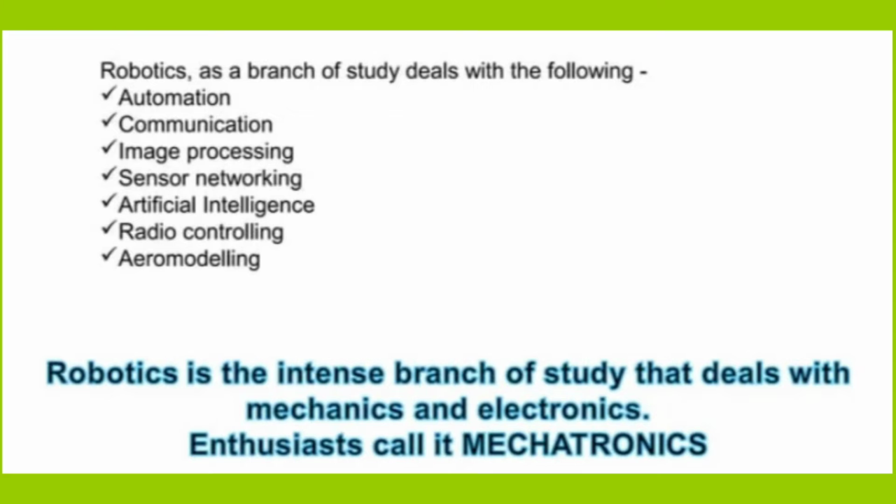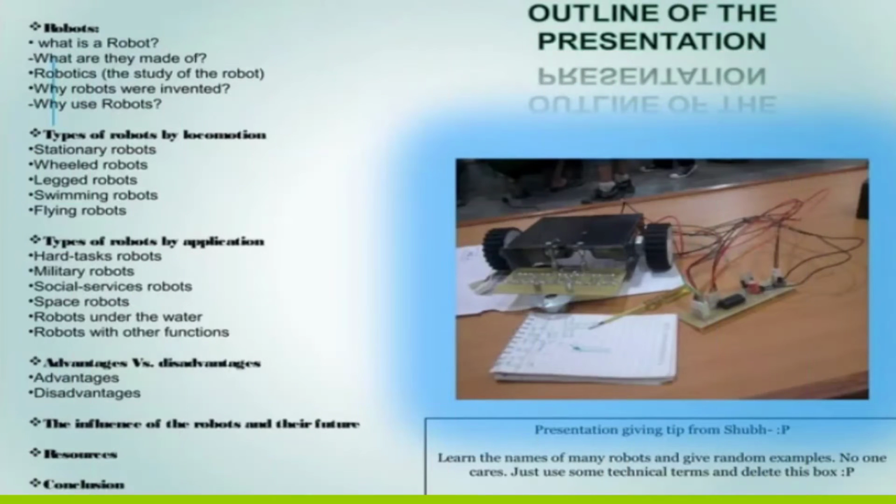Robotics as a branch of study deals with the following: automation, communication, image processing, sensor networking, artificial intelligence, radio controlling, and aero modeling. Robotics is an intense branch of study that deals with mechanics and electronics. Some call it mechatronics. The answers to these questions are in the next slide.